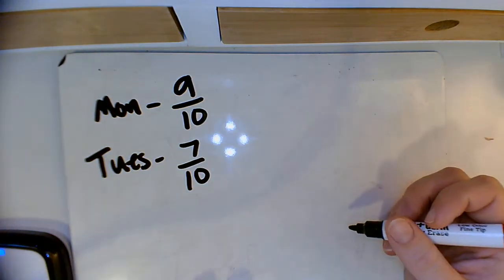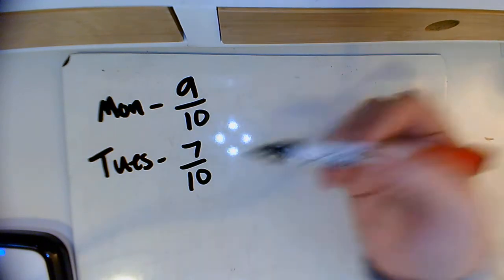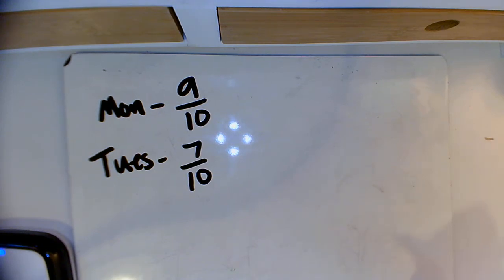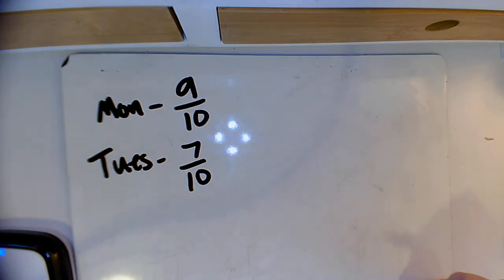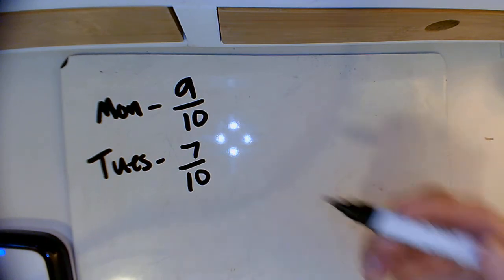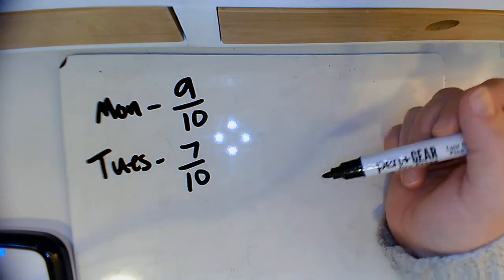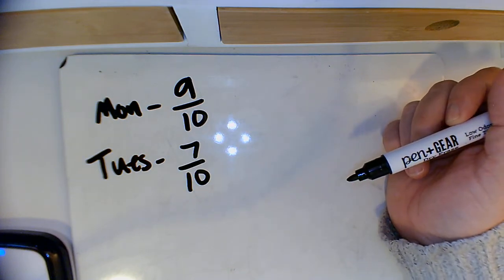Whenever you are doing a word problem, you want to make notes of the important information. You can set up an answer statement if you want to help you work your way through the problem. So Sue ran 9/10 of a mile on Monday, 7/10 of a mile on Tuesday. How many miles did Sue run in the 2 days?